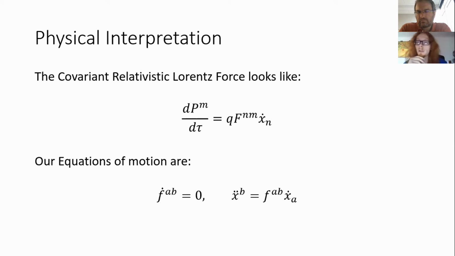Note that the bottom left equation there states that this field strength tensor is constant, right? Because it's not changing in time. So this electromagnetic field is constant. It is not changing in time.